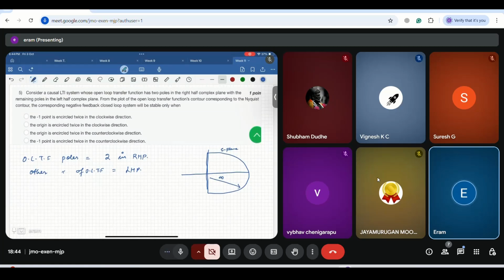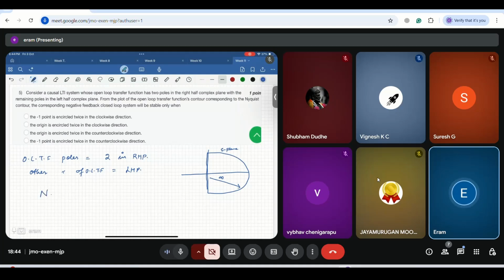Now what is asked here? You are given a Nyquist contour and it is mapped to the GSHS plane. So this is nothing but the Nyquist stability criteria. You consider only the RHP. So that's all this question is about. And it is said that you have two open loop poles in RHP. Then for closed loop stability, which option should be correct?